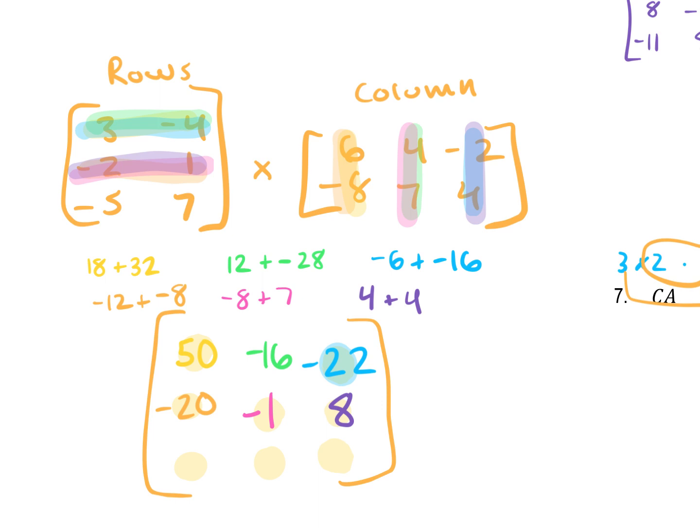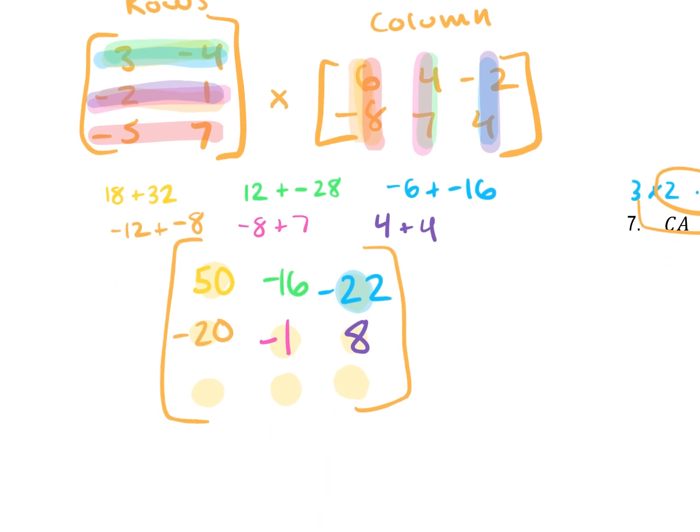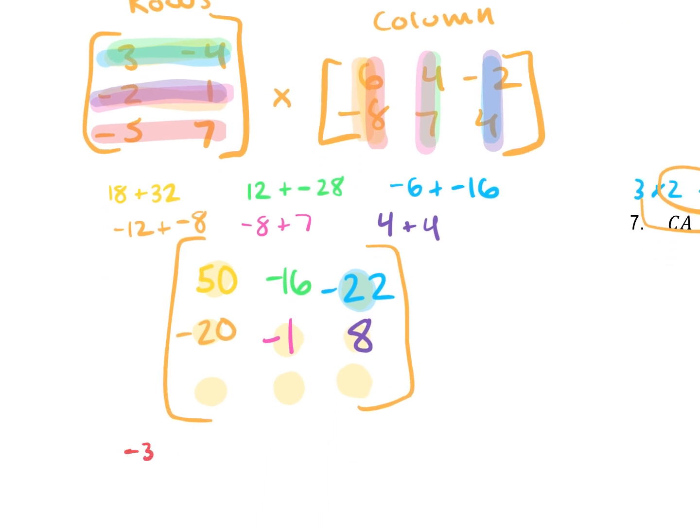Now let's go to the third row, first column. Negative 5 times 6 would be negative 30, plus negative 7 times negative 8, negative 56. So this would give us negative 86.